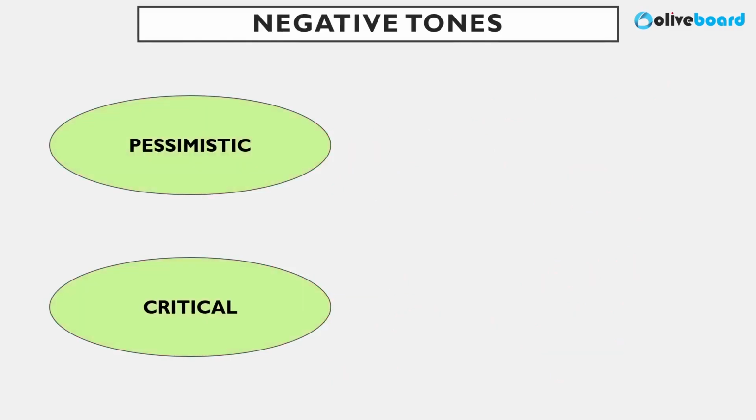Next, starting with your negative tones. We just now saw 10 positive tones commonly seen in your option choices. Now a paragraph can also be negative, which is an unfavorable attitude of the writer towards the subject. So like we saw optimistic, which was positive, concentrating on the positive side, this will be pessimistic. It is direct negative, simple negative.